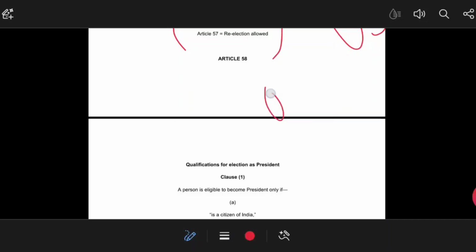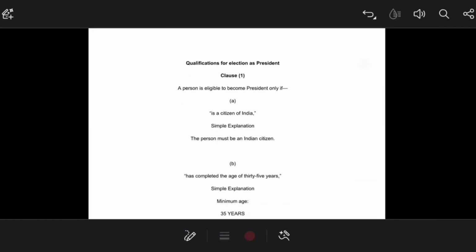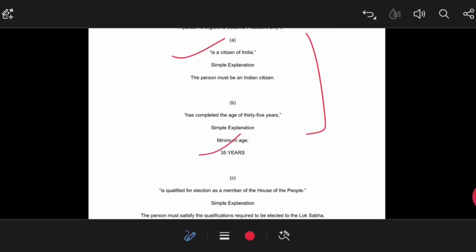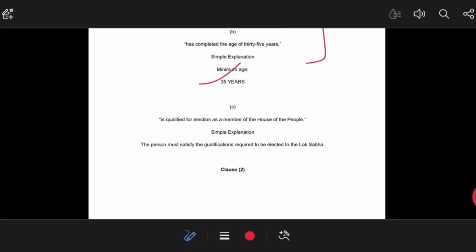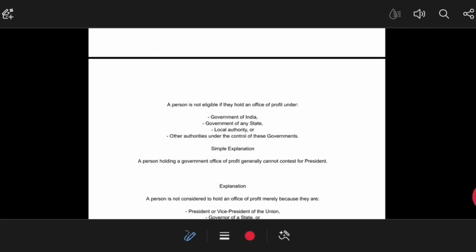Article 58 is about the qualifications of the president or to contest the election of the president. So clause 1 says that a person will be eligible to become president only if he or she fulfills certain criteria. And the requirement is simple: he or she should be a citizen of India, and his or her age should be 35 years, and he or she should be qualified to be elected as a member of the House. If any person fulfills these requirements, then he or she can contest the election for the president post.